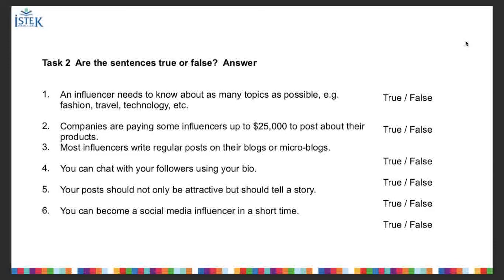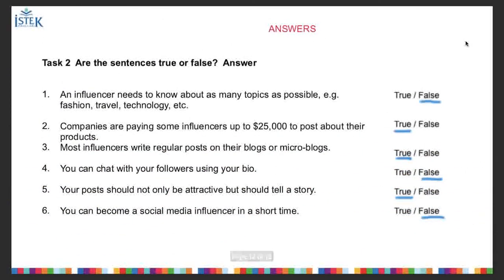Okay, so let's take a look at what the answers are. Number 1, obviously, as many topics as possible. Again, we said this was probably going to be confusing. We want people to follow a theme, so that's false. Number 2, companies are indeed paying, as in the article, up to $25,000 for people to post about their products. That's true. Number 3, most influencers write regular posts on their blogs and microblogs. Of course, that's true. Regular as in every day, or at least close to that.